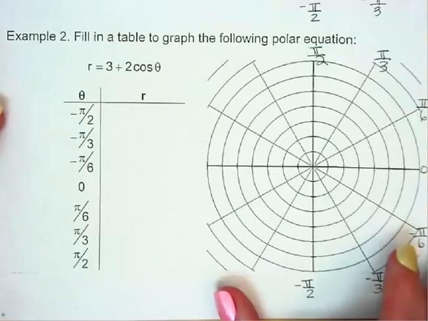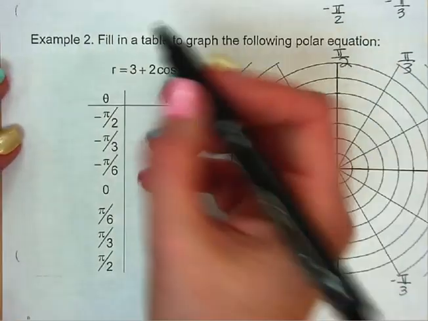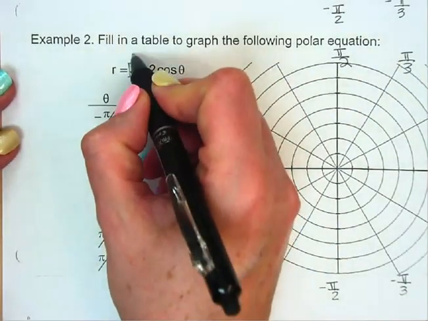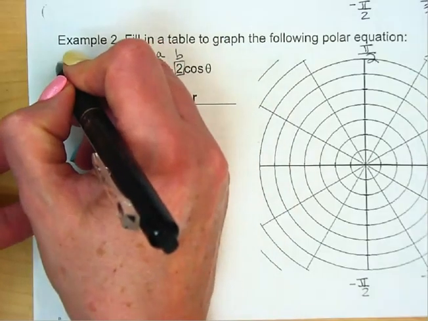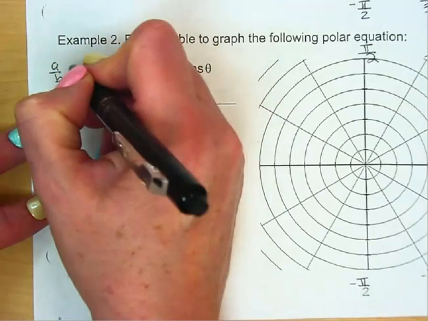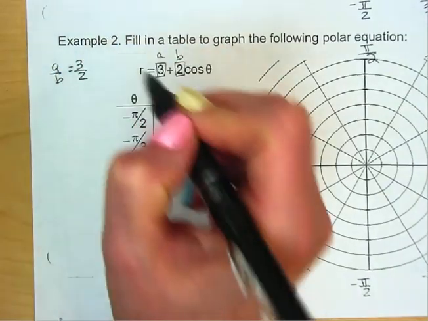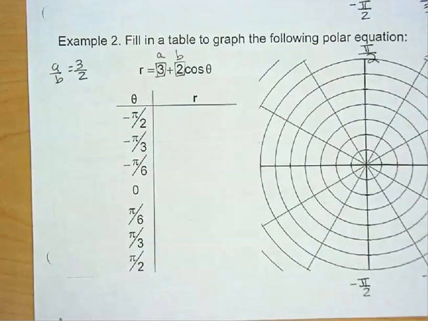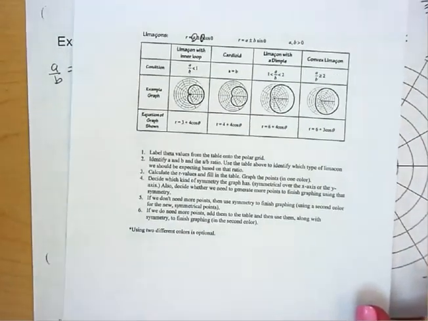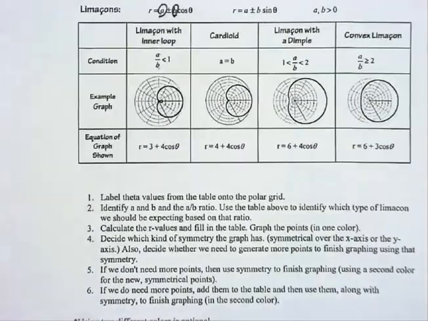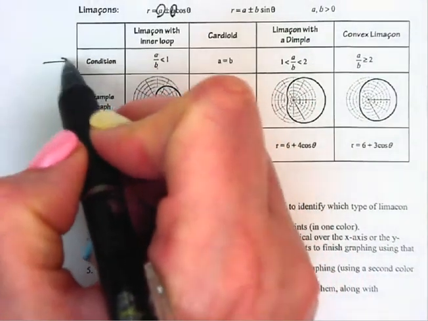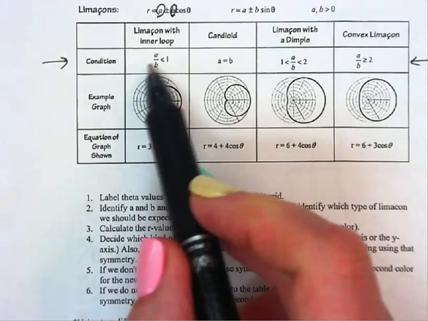Now I'm going to identify my A over B ratio. So this 3 is my A value. This 2 is my B. So A over B is 3 over 2. And we want to figure out which scenario we have from this condition row right here.